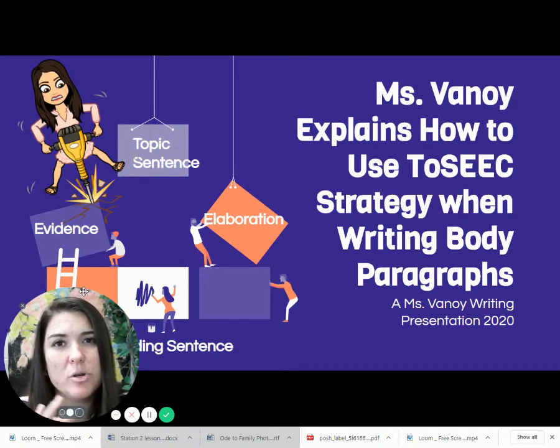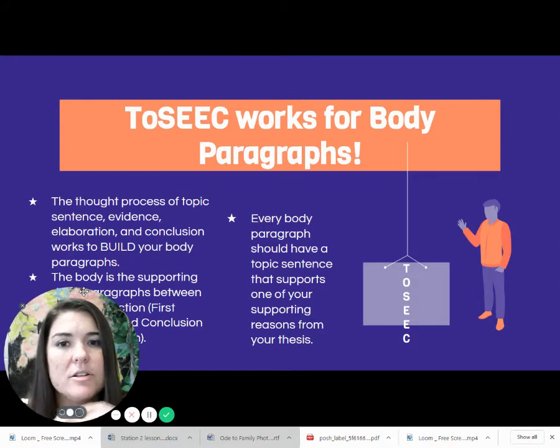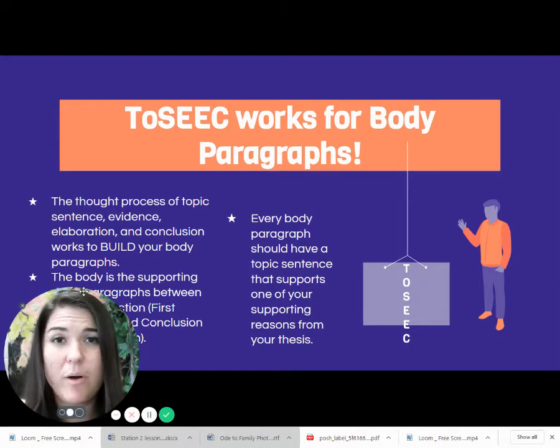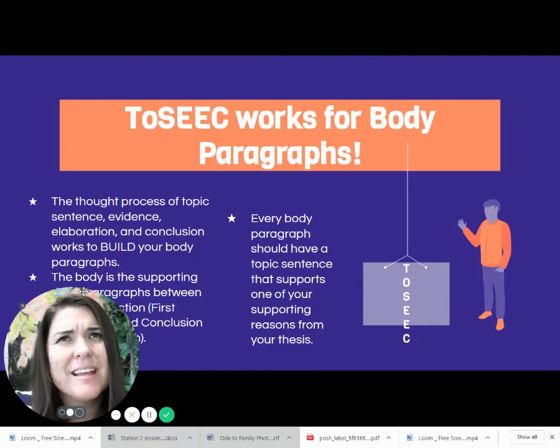And I want to talk to you about all the different sections of it, how to make sure that you have written it fully and completely, sufficiently enough. All right, now, ToSEEC doesn't just work with short answer and ERQs. A lot of times that's how we practice it, but ToSEEC works really well with body paragraphs in our writing.